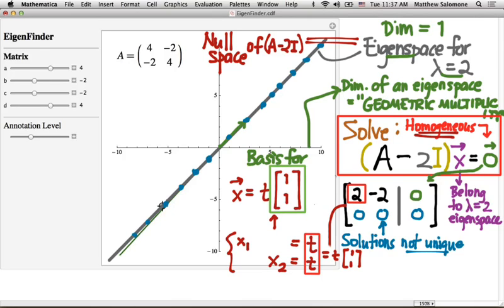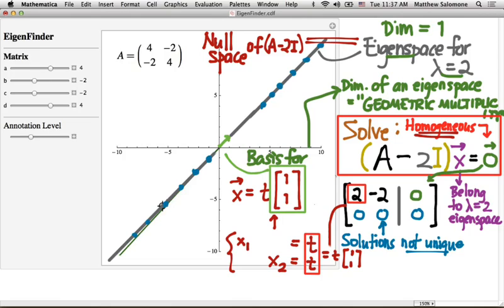It also happens to agree with our picture. After all, what does the vector 1, 1 look like? It's that vector right there that lies along the line y equals x, which was exactly the line that we were talking about that determined our eigenspace for lambda equals 2.